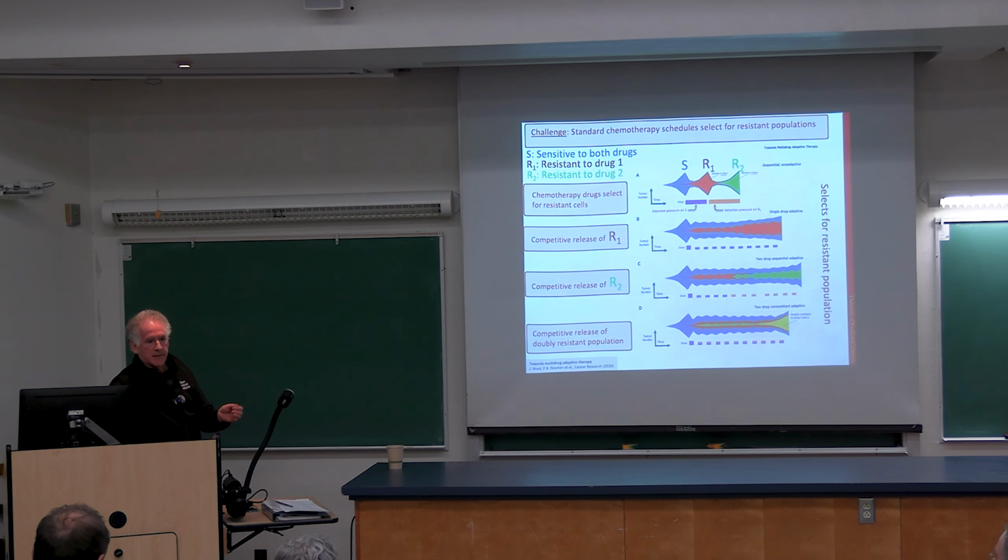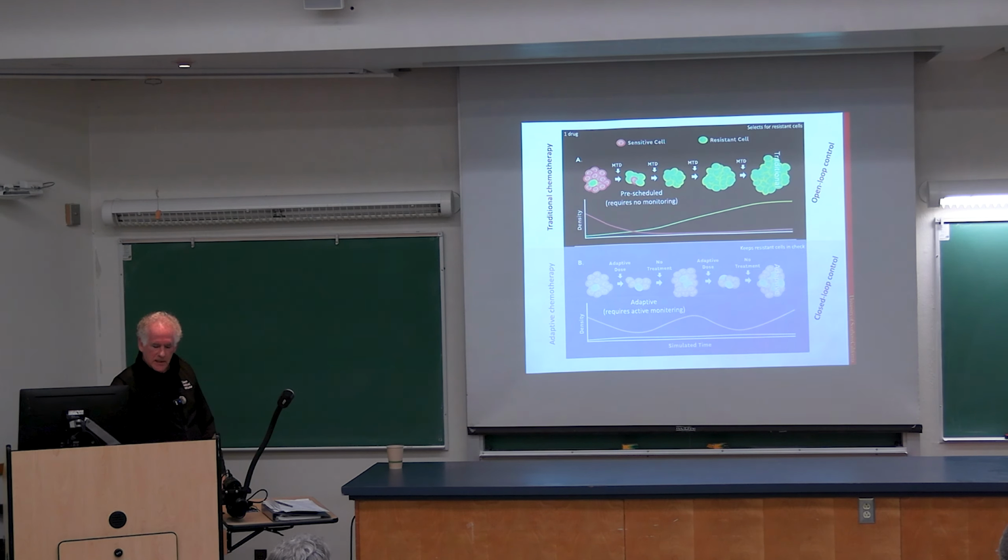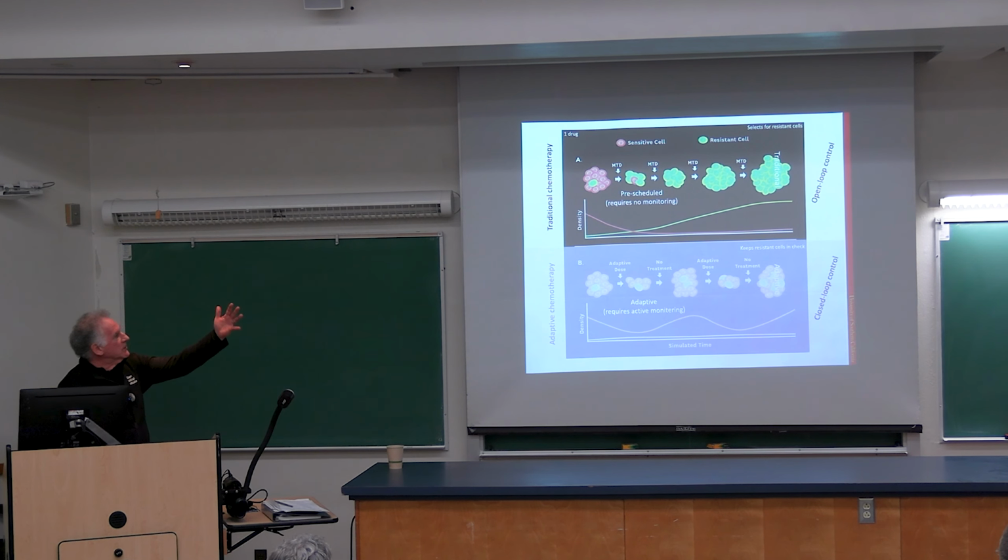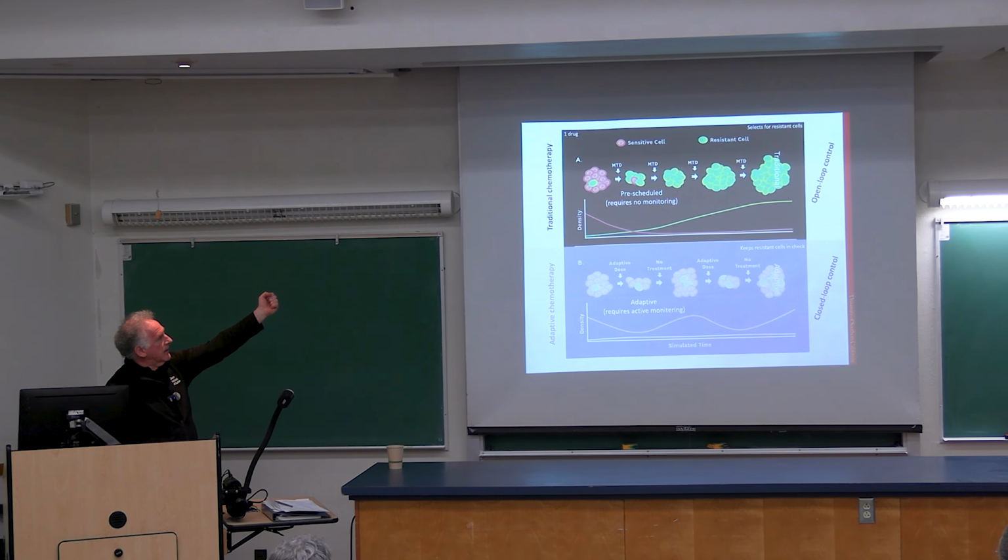All right, so the challenge in standard chemotherapy is that standard chemotherapy, which is open loop control, selects for resistant populations, right? No matter how you do it. You're going to kill the sensitive cells, and that's going to release the resistant cells. Let me not harp on that. So open loop control would be maximum tolerated dose. The chemotherapy schedules are pre-scheduled, and there's no monitoring of the population. And so that basically kills off the sensitive cell population in red and leaves the resistant population. That's the essence of the problem.